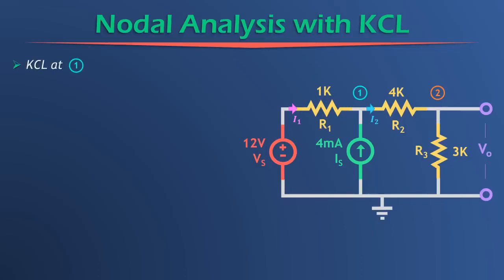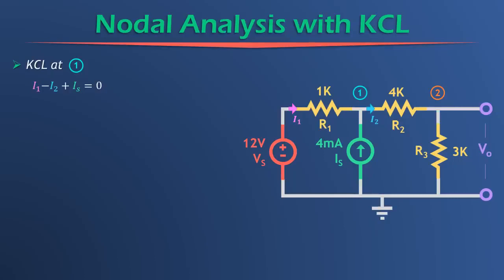Let's write out the KCL equation at node 1. What's that going to be? Well, we have three currents associated with node 1, and those are I1, I2, and IS. So let's write out the equation for that. Since I1's going into the node, it's a positive I1. Since I2 is coming out of the node, it's a negative I2. And since IS is pointing into the node, it is a positive IS.